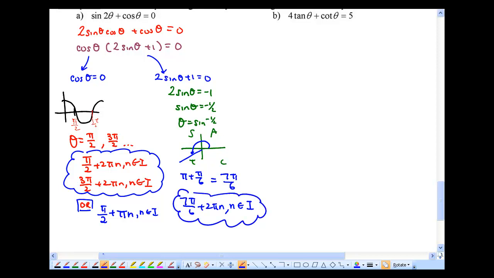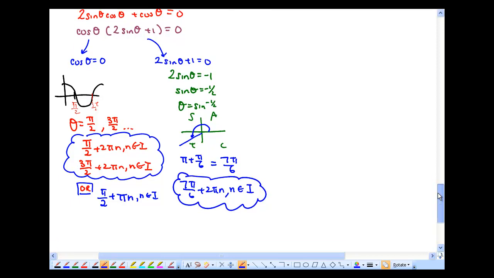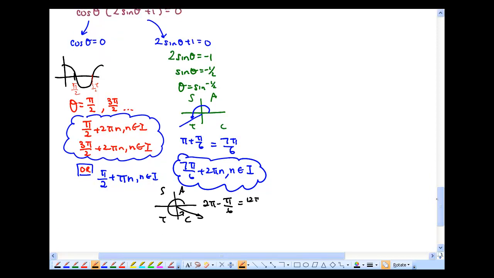There's another solution. Also quadrant 4, right? All students take calculus. Quadrant 4 angles are just 2 pi minus pi over 6. 2 pi is the same thing as 12 pi over 6. 12 pi over 6 minus pi over 6 is just 11 pi over 6. That's my first solution. Going to add to that 2 pi n. There's my other general solutions. Those 4 things in the clouds are your final answer.